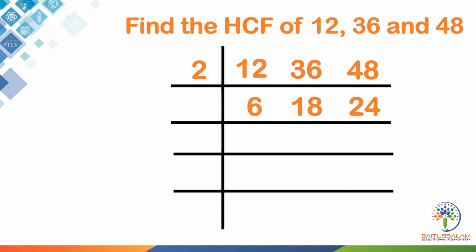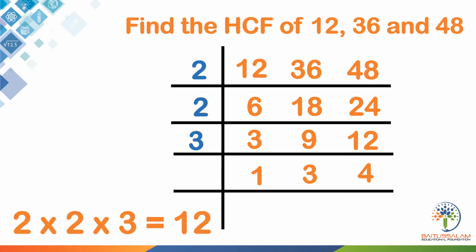Then again follow the same step, all of them are divisible by 2. Now we have 3, 9 and 12 left, all of these numbers are divisible by 3. Finally we are left with 1, 3 and 4 which are not divisible by any particular prime number. We have these three prime numbers now. To find the HCF we simply multiply all of them.